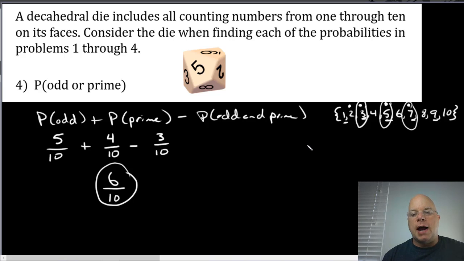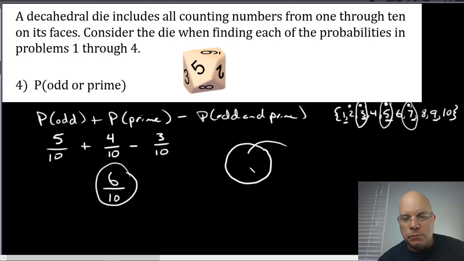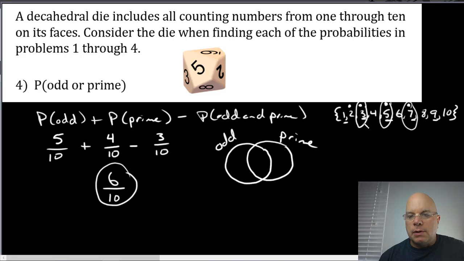The reason you have to subtract it, if you look at a Venn diagram, if we want odd or prime, the intersection would be the ones that are odd and prime, 3, 5, and 7. And then we would have 1 and 9 out here and 2 over here. So the number of favorable outcomes, you can just count them now. 1, 2, 3, 4, 5, 6 out of 10 possible outcomes.